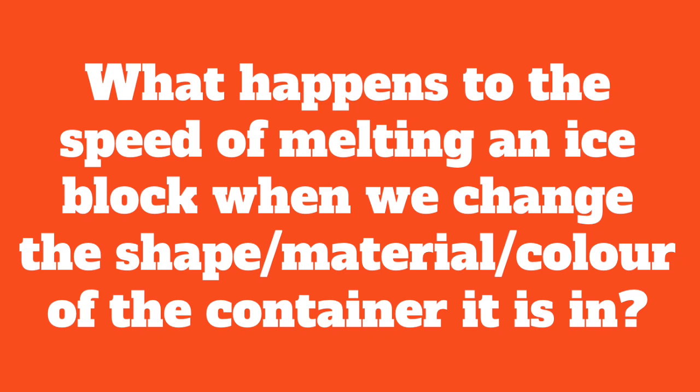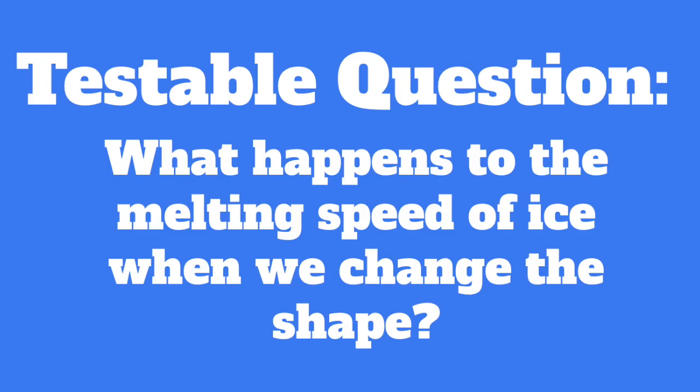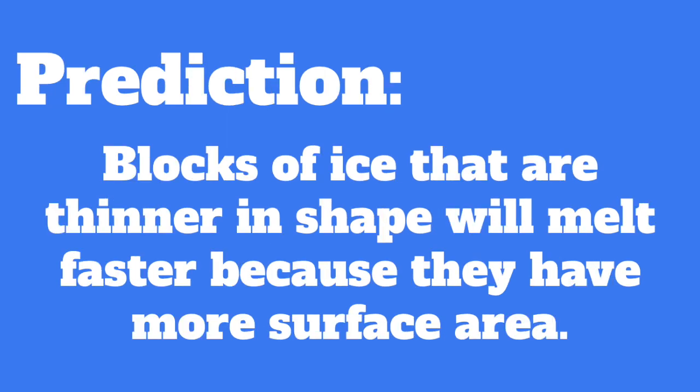What happens to the speed of melting an ice block when we change the shape, material, or colour of the container it is in? And the testable question is, what happens to the melting speed of ice when we change the shape? Our prediction is blocks of ice that are thinner in shape will melt faster because they have more surface area.